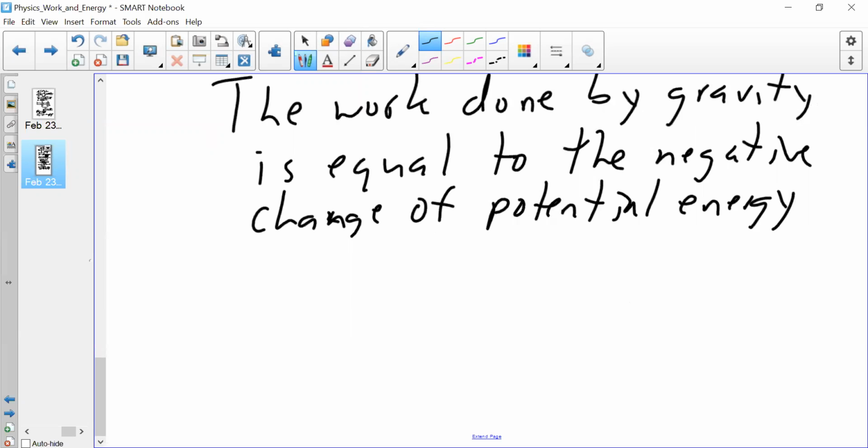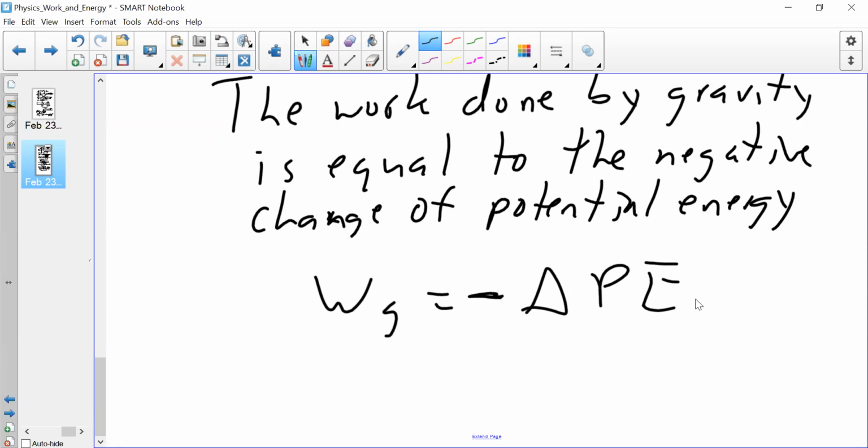So that's the concept behind it, but the equation that relates this: the work done by gravity is equal to negative delta PE, gravitational potential energy. So that's what we see in a situation when we drop a ball.